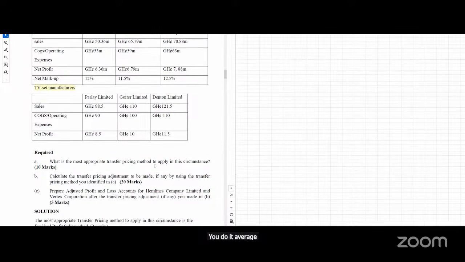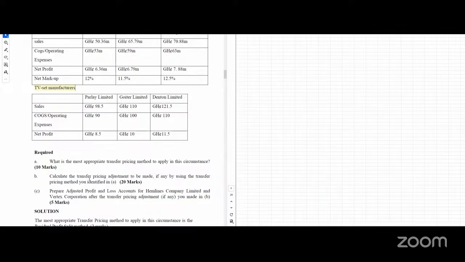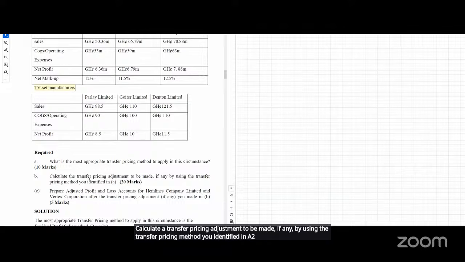First question: what is the most appropriate transfer pricing method to apply in this circumstance? 10 marks. Calculate the transfer pricing adjustment to be made, if any, by using the transfer pricing method you identified in A. 20 marks. Prepare the adjusted profit and loss of Hemline and Vertex, if any, that you made in B. 5 marks. That is 35 marks. In international tax, you can have only one question of 35.